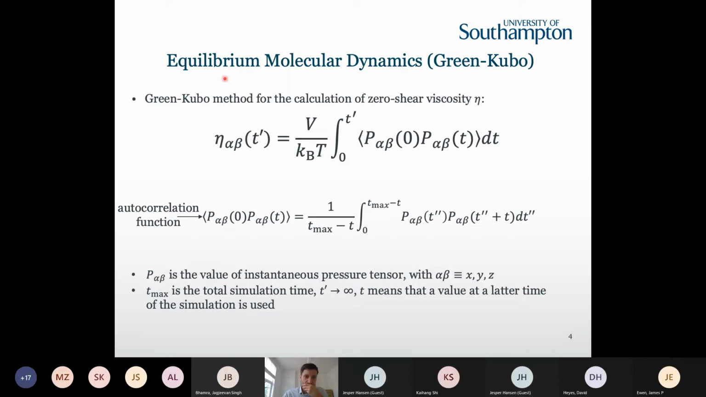So the first method for calculating viscosity is the equilibrium Green-Kubo method, which calculates viscosity by using the integral of the autocorrelation function in 3 dimensions. Alpha, beta are the Cartesian coordinates. P is the pressure tensor. And we use the autocorrelation function of the pressure tensor, which is obtained by the ergodic hypothesis as the time average, which is also then discretized, and it's equal to the ensemble average. And Tmax is the total simulation time.